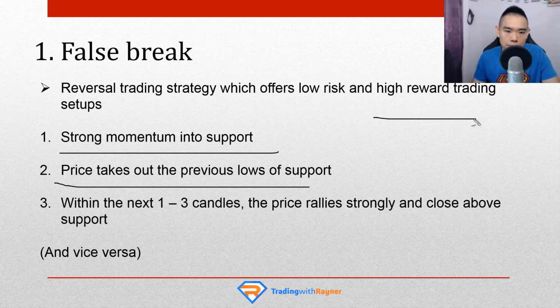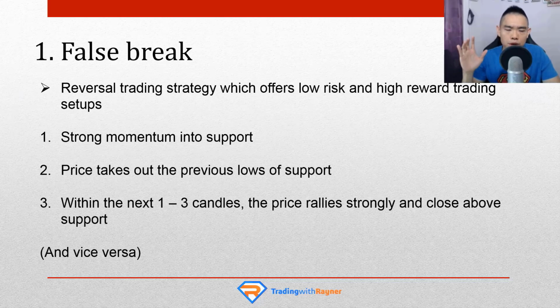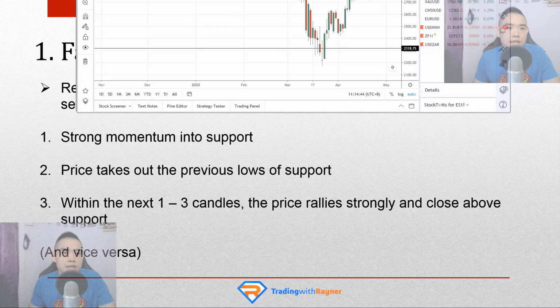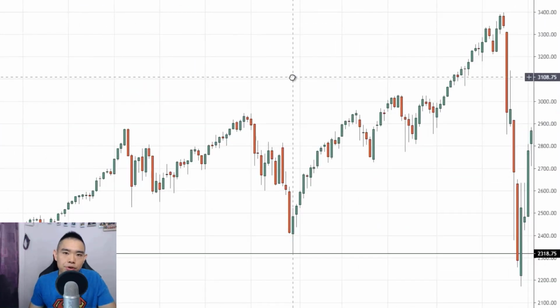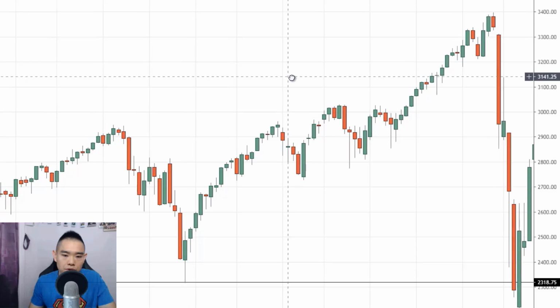So in essence, it looks something like this, okay? Price makes a strong momentum move into this area of support and then quickly rejects it higher and closes strongly above support. So vice versa for a short trade. You're just looking for a strong momentum into resistance, get a price rejection, and that's pretty much it. So let me share with you a few examples, so you can see this in action. So first example over here, the S&P 500 on the weekly time frame. You can see what I mean over here.